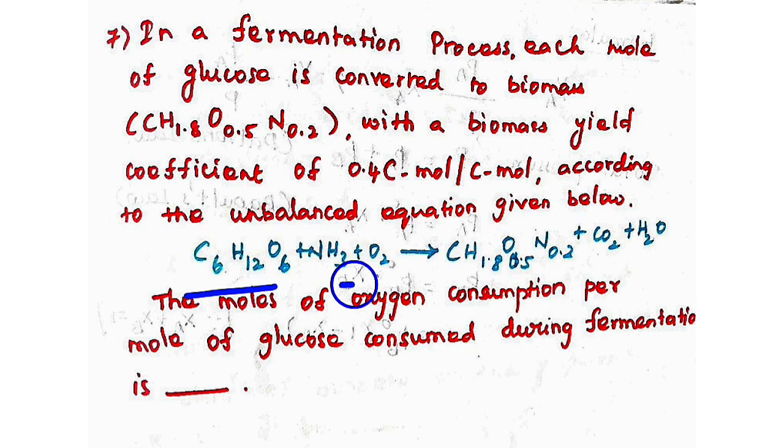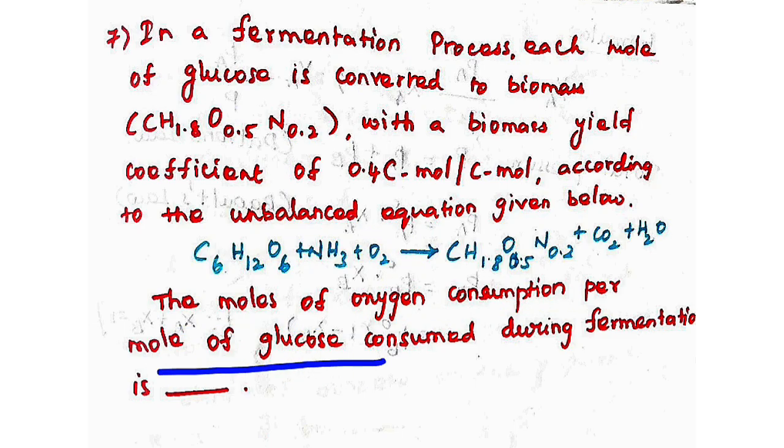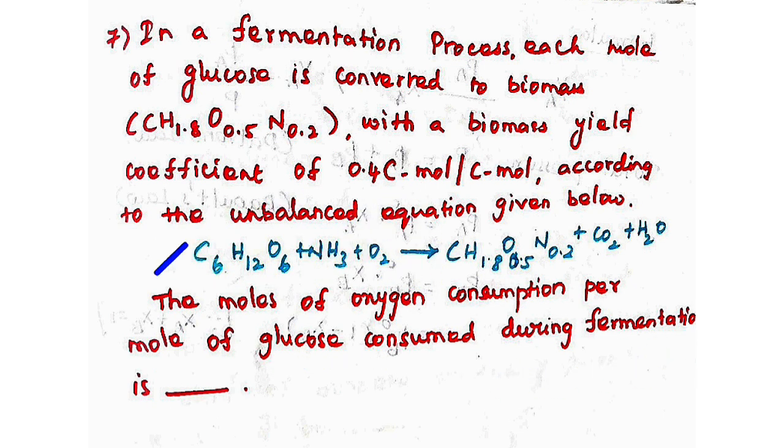Your glucose plus ammonia plus oxygen gives biomass and byproducts, carbon dioxide and water. And they're asking the moles of oxygen consumption. How much mole of oxygen is consumed per mole of glucose consumed. For per mole of glucose consumed, how much oxygen is needed during fermentation? For that we have to balance this equation.